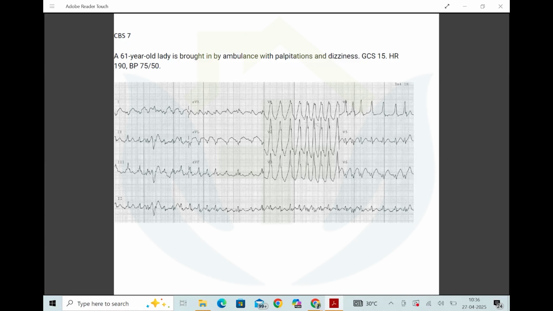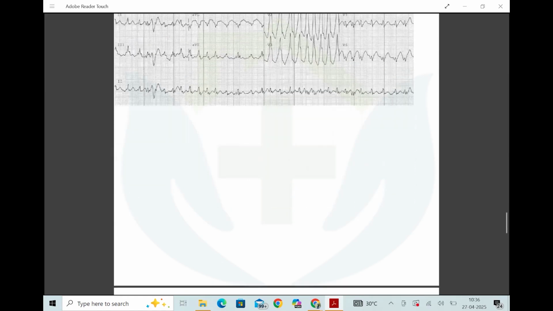Any other therapy, the drug therapy you would want to try here? Try amiodarone, but the patient has got hypotension. Okay. Correct. So this is one of the ECGs. We'll go to the next question.